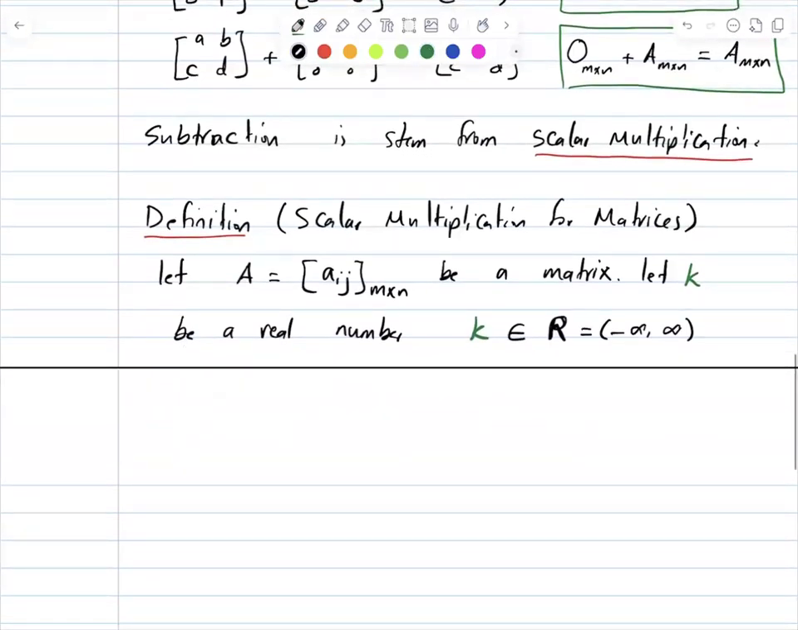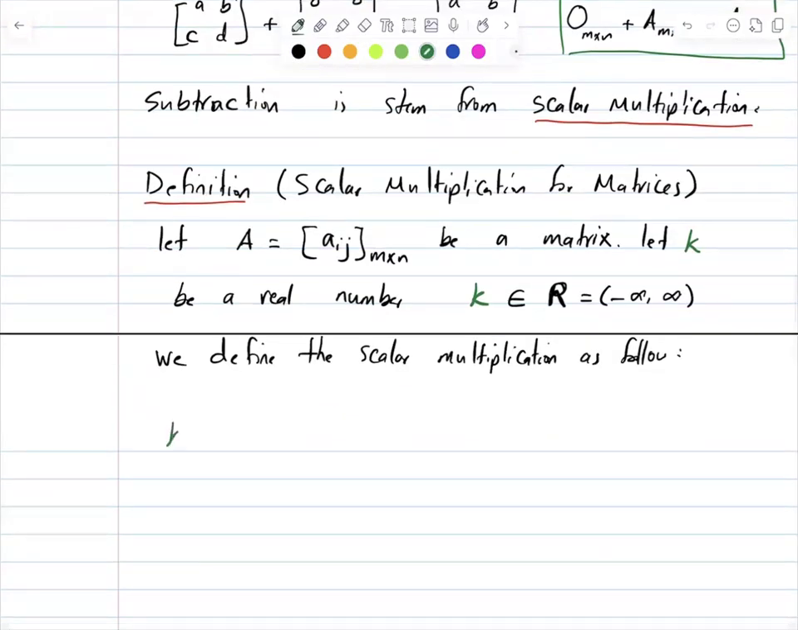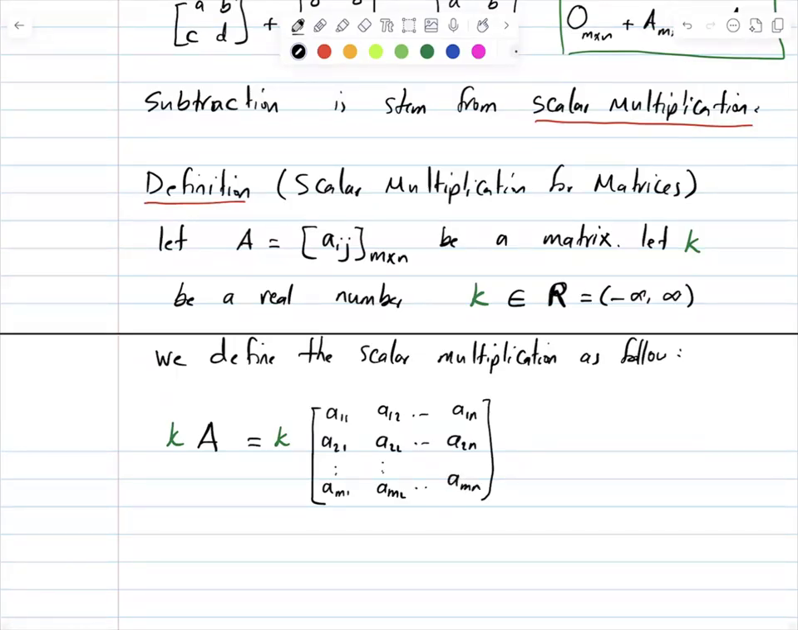We define the scalar multiplication as follows. So take a look. I'm going to multiply K by matrix A. This is the multiplication of K by every entry of the matrix. So your matrix A11, A12, dot, dot, dot, A1n, A21, A22, dot, dot, dot, A2n, and we don't have to list all of these, Am1, Am2, Amn. So when you're talking about scalar multiplication, it means that we have to multiply each entry by K. This is what's happening when it comes to scalar multiplication.